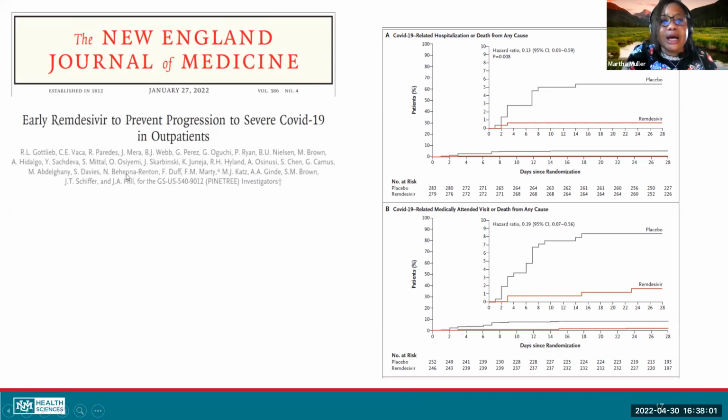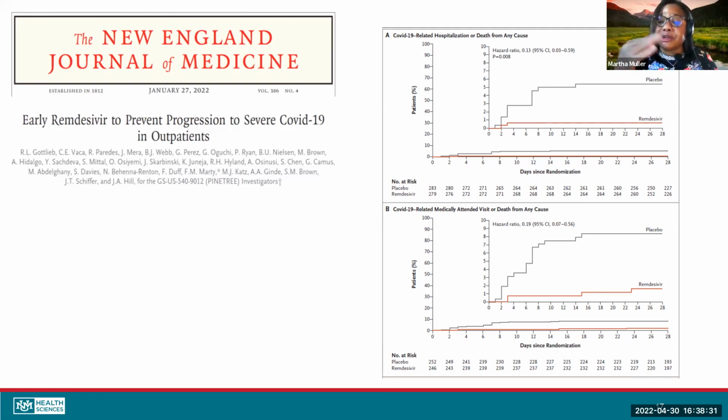Gottlieb et al. published this, and it's known as the PINETREE study. So you'll probably hear that kind of thrown out, but that is what this study is about. It's a double-blind, randomized, placebo-controlled trial that looked at the efficacy and safety of a 3-day course. So this is 3 days, not a 5 or 10-day course where we might see in an inpatient setting, but a 3-day course of remdesivir in high-risk, non-hospitalized patients with COVID-19.